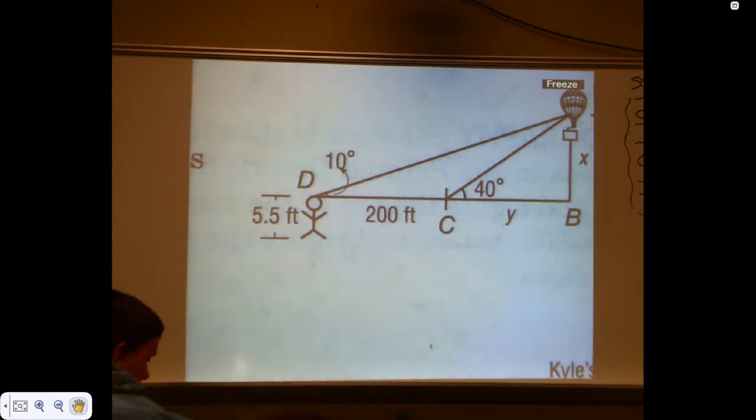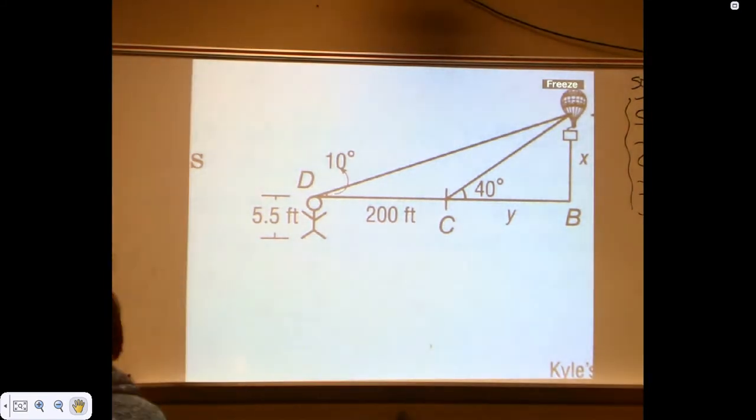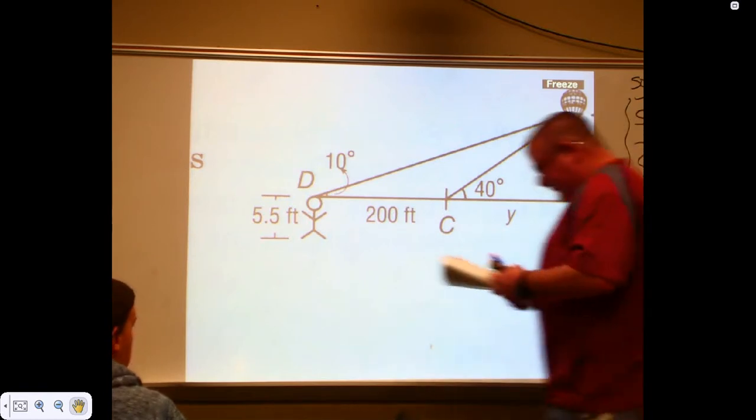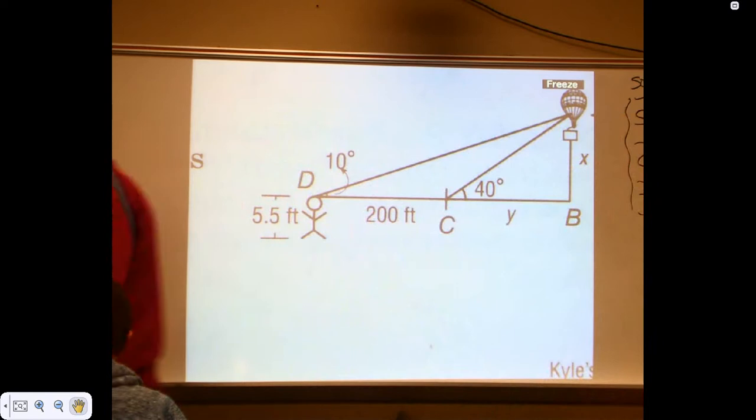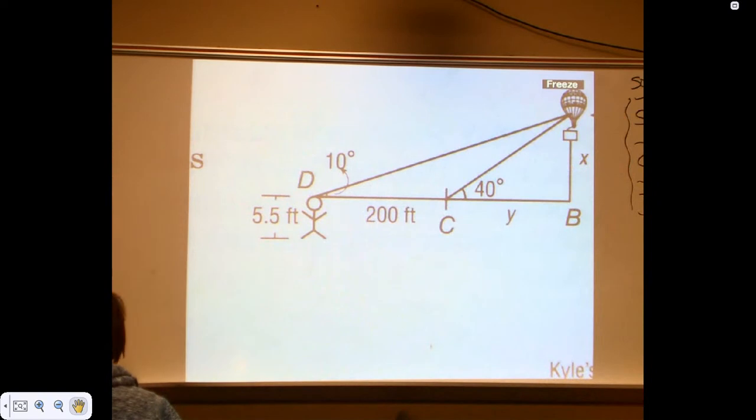Got a lot of information to go through here. Angie sees a hot air balloon in the sky from her spot on the ground. The angle of elevation to the balloon is 40 degrees. If she steps back 200 feet, and the new angle of elevation is 10 degrees, we've got that in there. If Angie is 5.5 feet tall, how far off the ground is the hot air balloon?